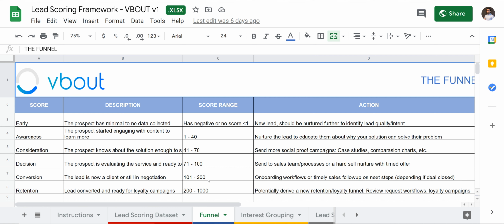If you have a shorter closing cycle, maybe you can shorten the conversion. And I've seen people even remove it completely from their funnel. And after that comes retention. This is where people are still going back and forth and they're consuming your content, they're buying over and over. And this is really the best place to be in. So that's how we kind of structure our funnel in VBOUT.